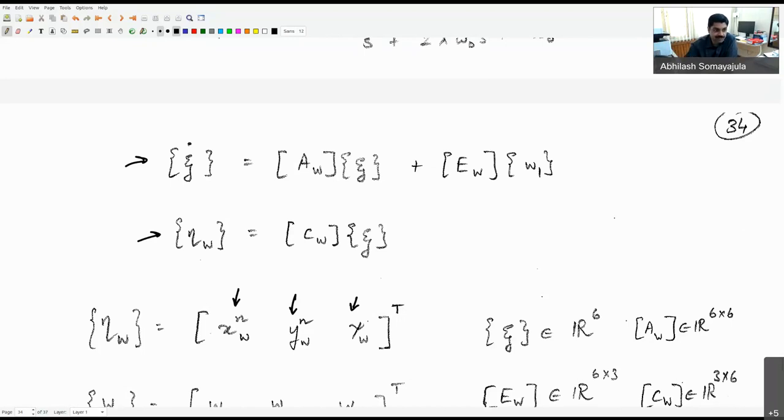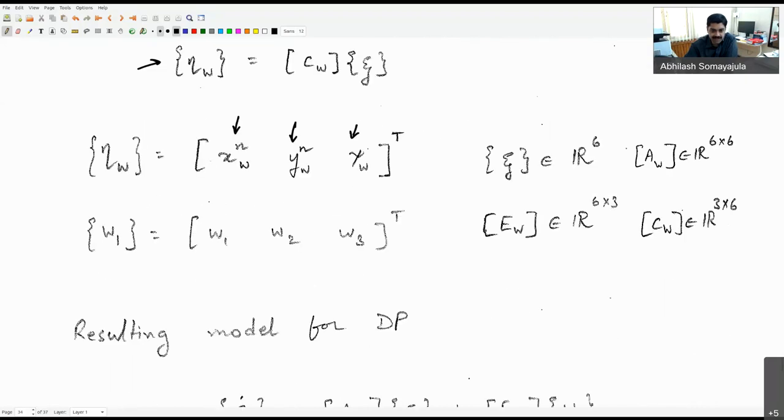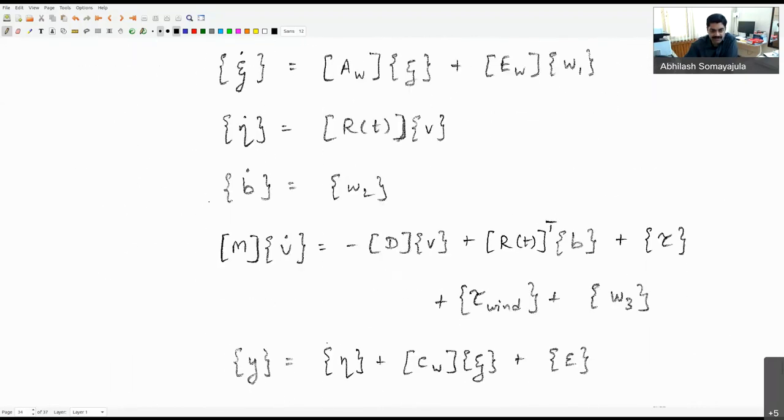Okay. So in essence, if I were to put everything together, the complete dynamics of the system would look something like this. We have the wave frequencies following second order filter dynamics. The eta dot is given by R times V. This is coming from the kinematics of the vessel.